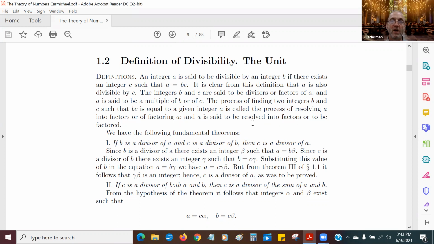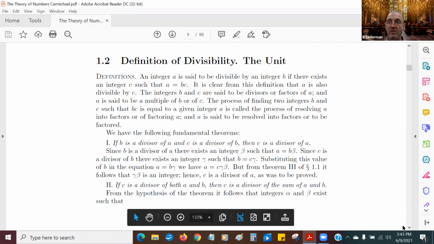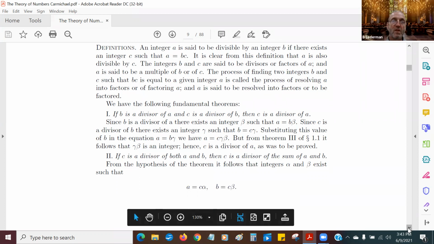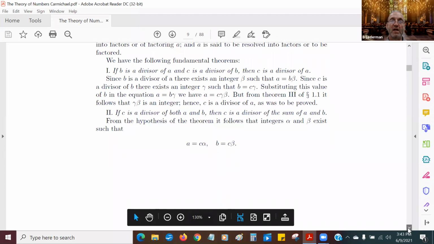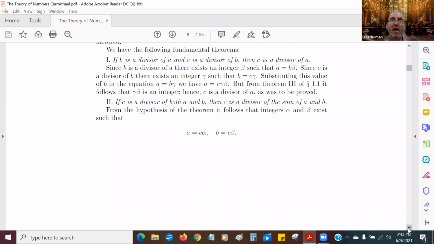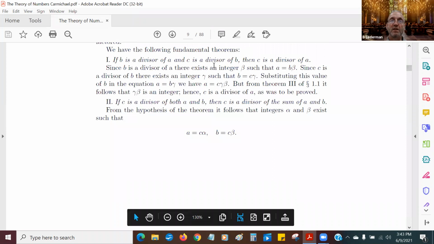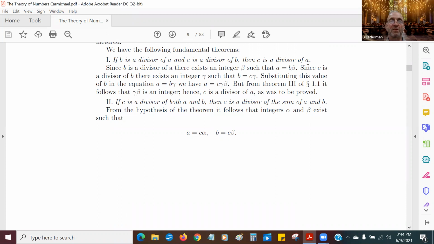Okay, now we have some very fundamental theorems right here. Let's start with number one. If b is a divisor of a and c is a divisor of b, then c is a divisor of a. And it's kind of like a transitivity type thing. So how do we show that?